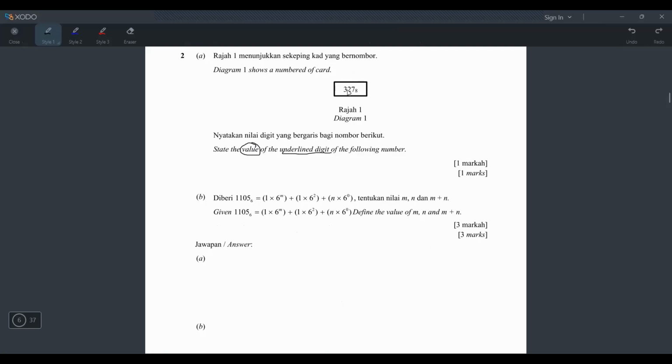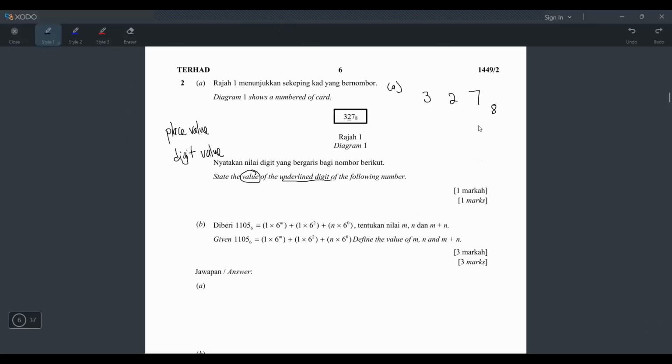Actually, what they want is they want you to convert this underlined value to base 10. That's what they want, all right? So you have to know something called place value and digit value. Let me explain. If the number is base 8, I will do the working here. If the number is base 8, how do you convert to base 10?